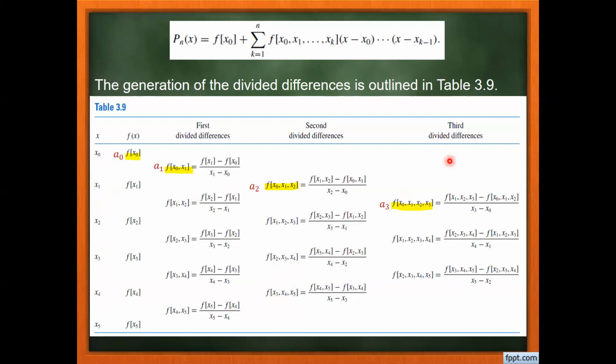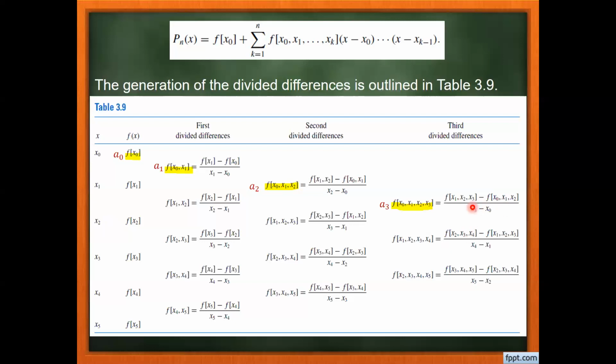Now for the third order divided difference, we know that it is the ratio of the second order divided difference divided by the interval length. So at the x0 node, the third order divided difference is the difference of these two values divided by x3 minus x0. And at the x1 node, it is the difference of these two values divided by x4 minus x1. And at the x2 node, it is the difference of these two values divided by x5 minus x2.